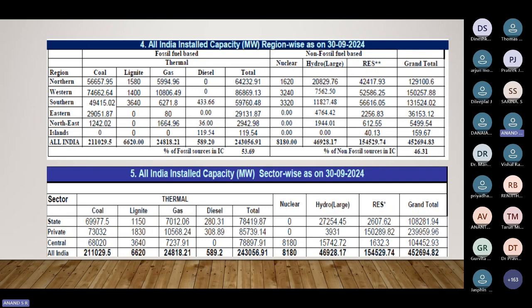And again, this is classified into, India is divided into 5 regions. And again, one more region for the islands, Lakshadweep and Andaman and Nicobar Islands, where the grid is not connected.